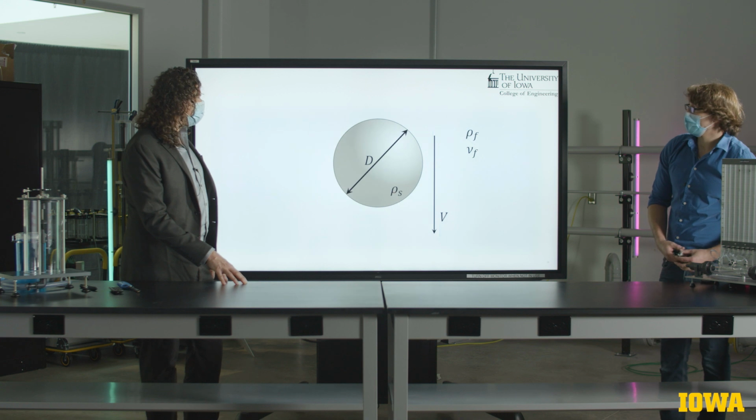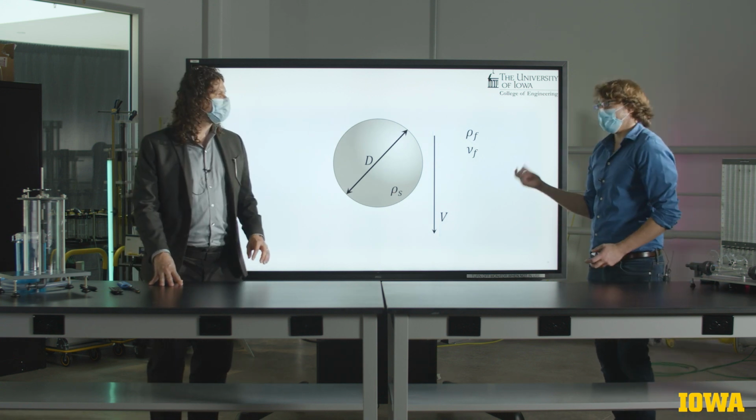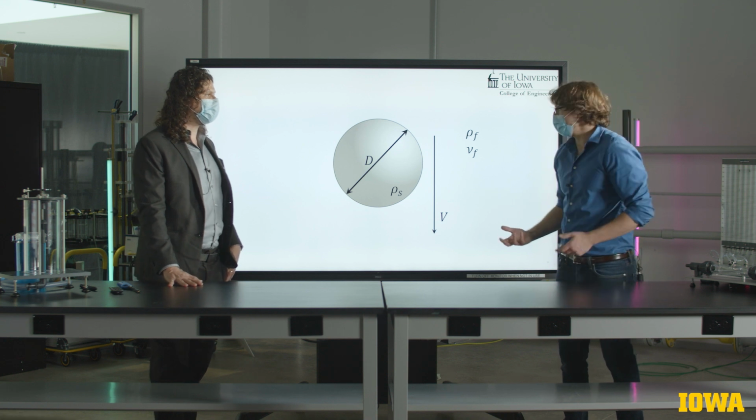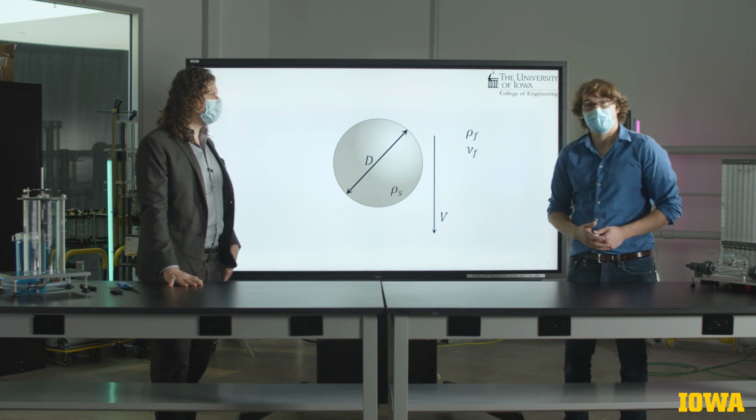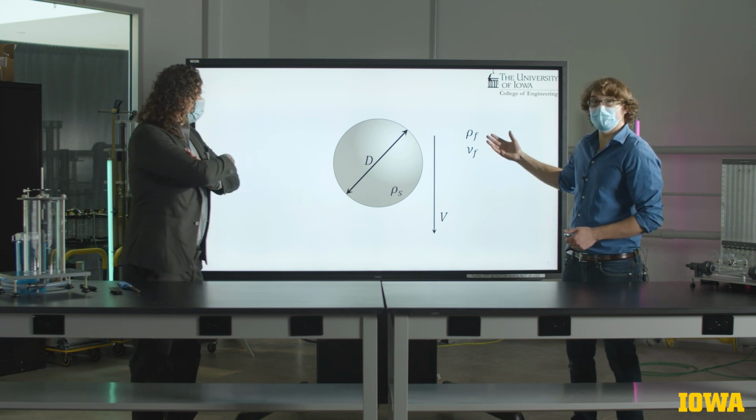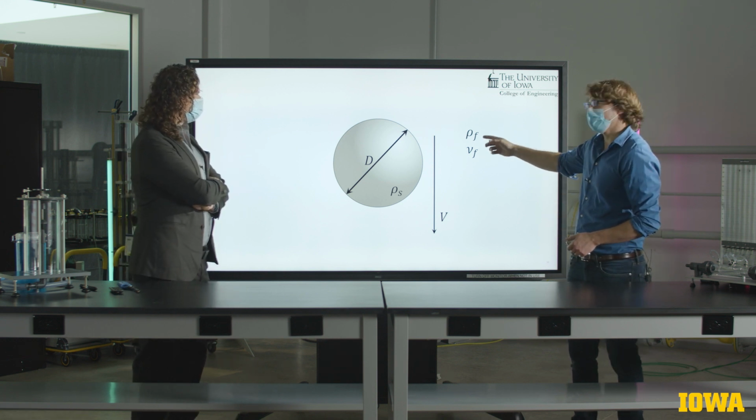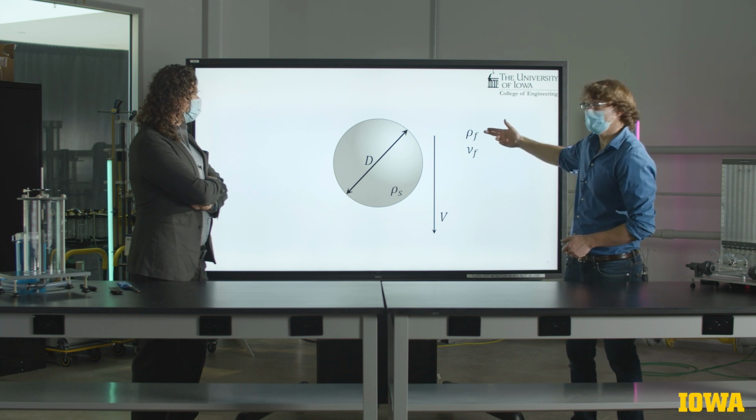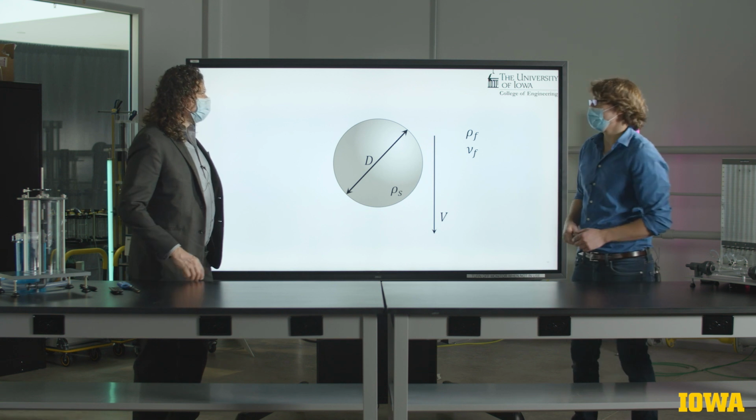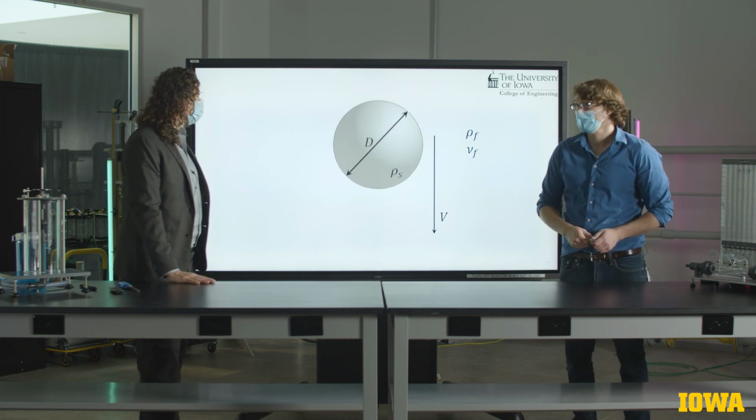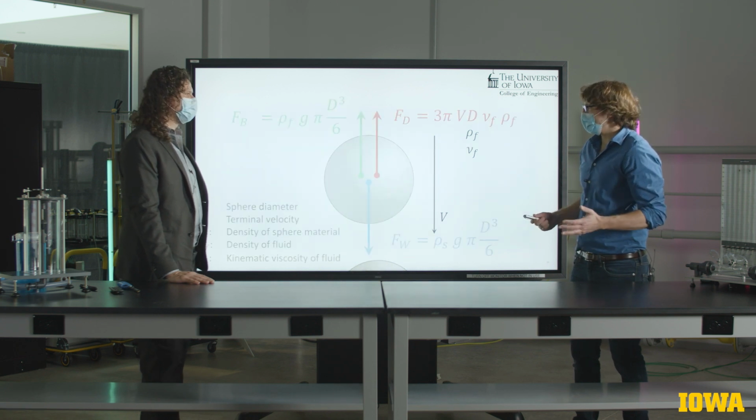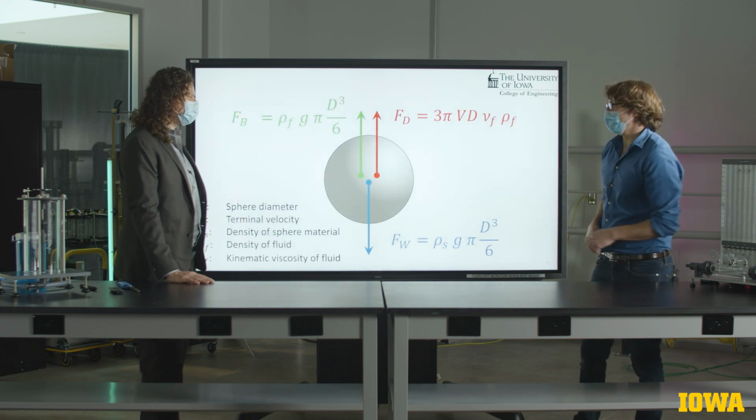So we can design an experiment now where we have a sphere, the diameter of which we've measured, so we can determine its size, and with a known material, therefore a known material density, that is dropped into a fluid with unknown properties, rho f and nu f, these being density and kinematic viscosity, and we measure the terminal velocity of this sphere, which allows us then to write out explicitly what each of these forces are.